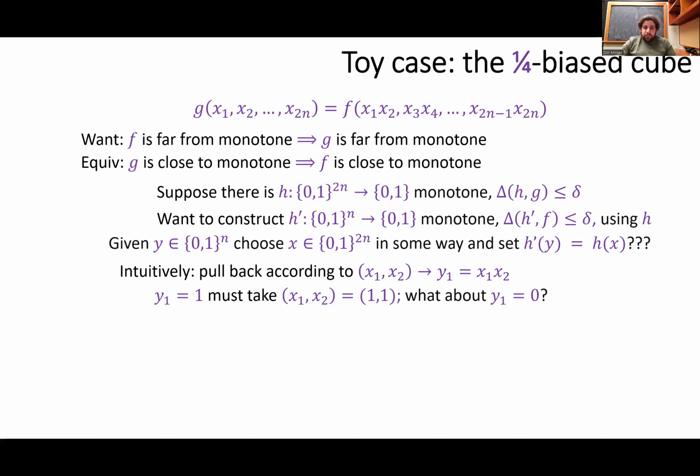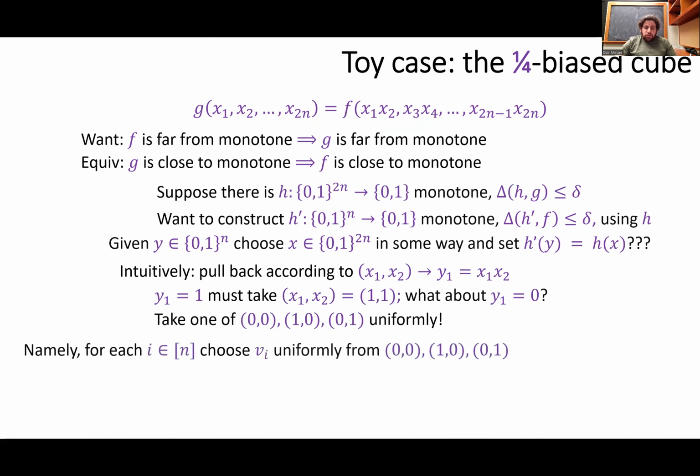So pick one of them uniformly at random. To be more precise, what you're going to do is, for each coordinate i, you're going to pick vi, which is either 0,0, 1,0, or 0,1, independently of the rest of the coordinates. And this is going to be the pullback of 0 on that coordinate. And once you have made this choice for each coordinate, you can define the pullback map corresponding to these choices, which pulls 1 back to 1,1 and pulls 0 back to vi. And once you have that, you have this association from y to x. You can define the function h prime as above.